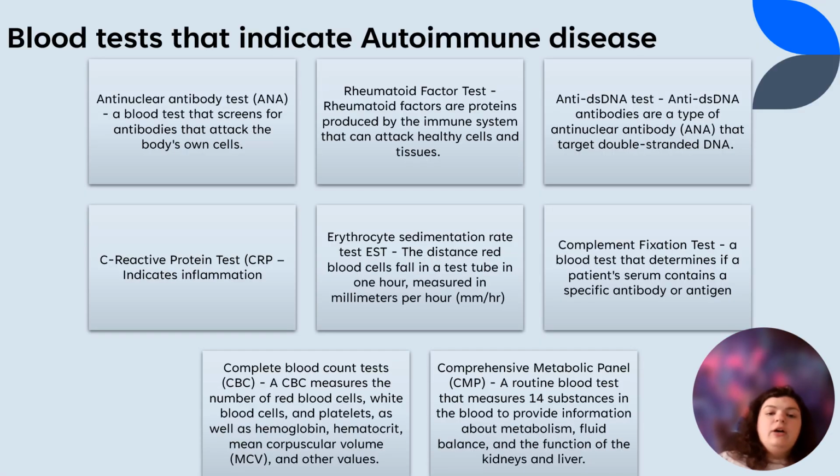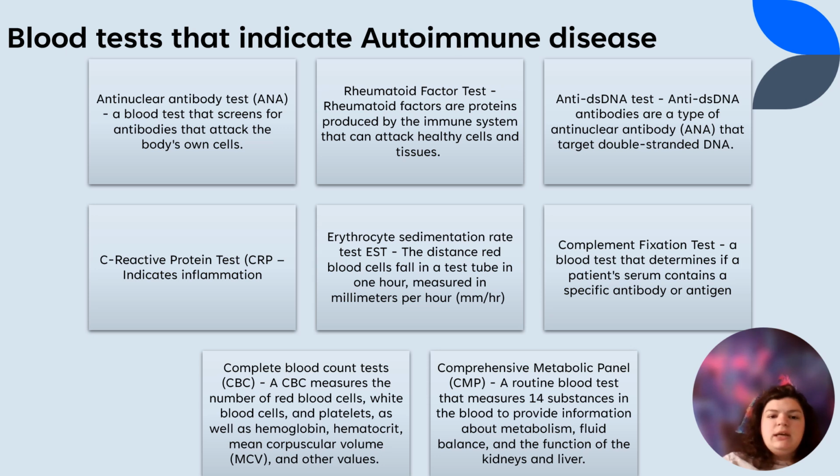Common blood tests that are used to help diagnose autoimmune diseases. Number one is the antinuclear antibody test. A lot of times people say these are the most unreliable because there are many factors that could cause you to have a positive ANA, but it's also one of the first tests that start the investigation process of diagnosing these disorders. It's a blood test that screens for antibodies that attack the body's own cells.